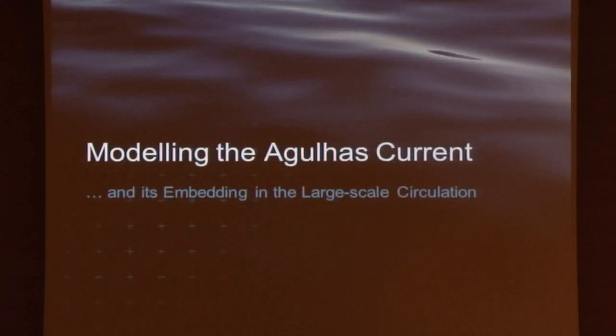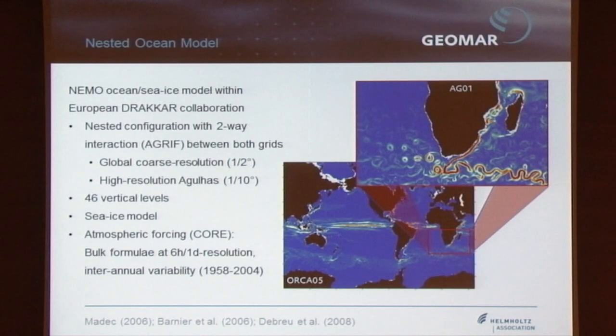Now, how did we do the split between modeling the Agulhas current at high resolution, with the necessary nonlinearity, but also the embedding in the large-scale circulation? For this, we used a nested ocean model, and I must say that this is a completely French system, because it consists of a formerly French model, now a European model, in a French, German, British collaboration, and also uses a French nesting technique. So it's a completely French system in that sense.